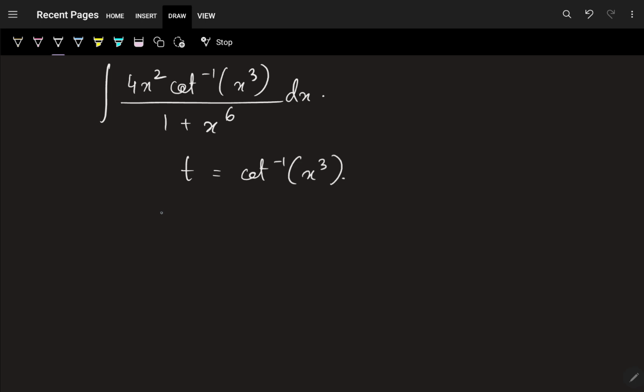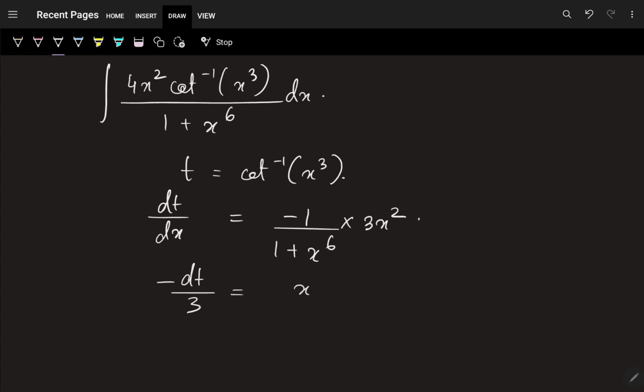Okay, now you differentiate both sides. So the derivative of cot inverse x is minus 1 by 1 plus x square. So this is going to be minus 1 by 1 plus x to the power 6, then via chain rule 3x square. So now what we can do, we can bring the 3 to the bottom. We can write this as minus dt by 3 is x square upon 1 plus x to the power 6 dx.